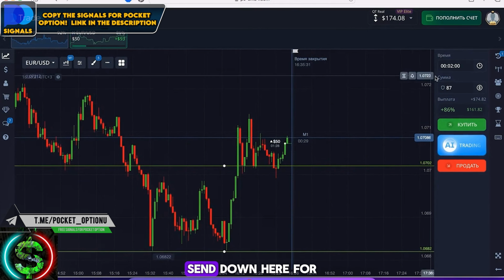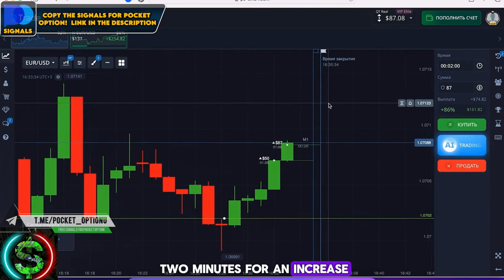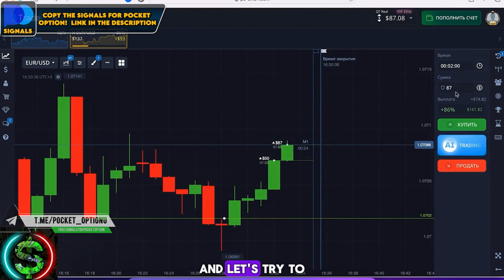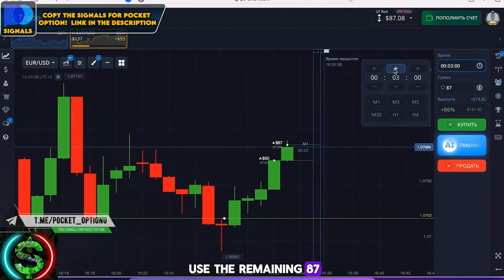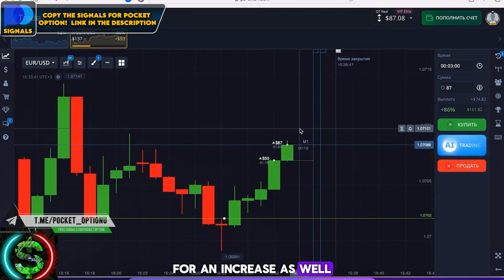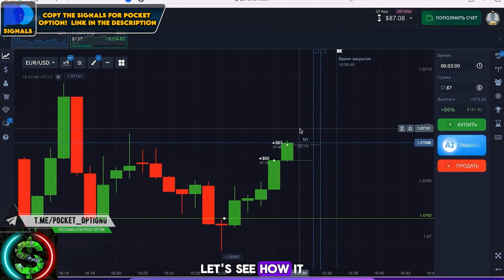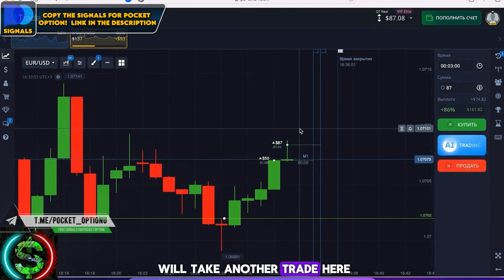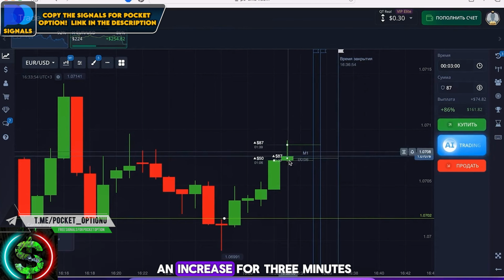Let's also add 80 cents down here for 2 minutes for an increase. And let's try to use the remaining 87 for an increase as well. We will just wait for this candle, which is currently active. Let's see how it behaves until the end. And after it forms, we will take another trade. Here I am adding for an increase for 3 minutes.